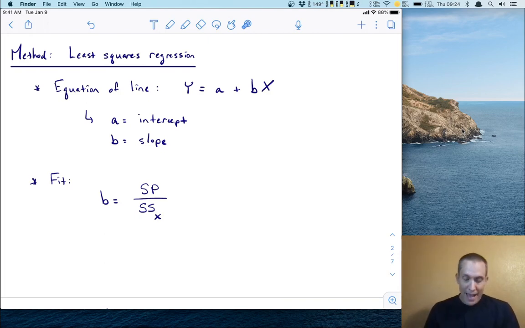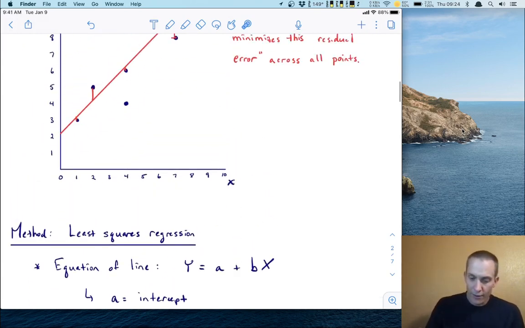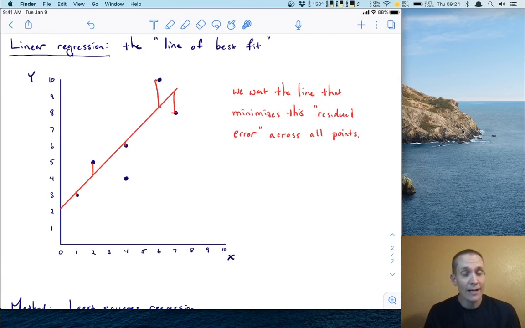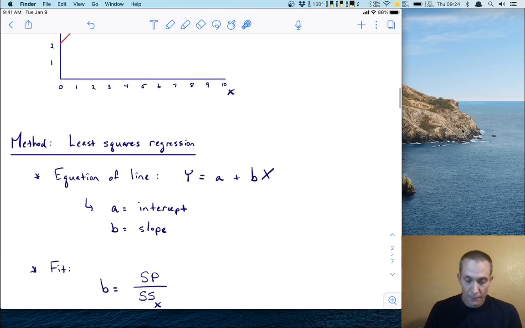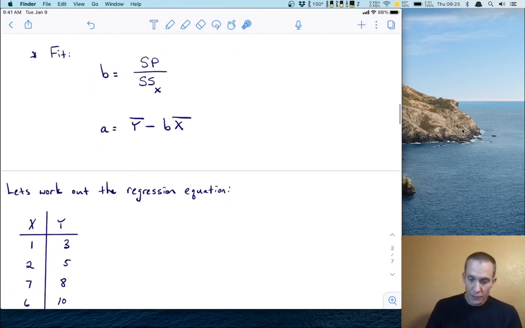Okay? And then once you have the slope, you can find the intercept, a, by simply taking the mean of y and then subtracting b times the mean of x. So this is something you're going to want to write down. These are the parameters of the best fitting line for these data. So if we want to find the equation of that red line, then all we need to do is go to our data and find those components that build the slope and the intercept. So let's do this. Let's work out the regression equation.